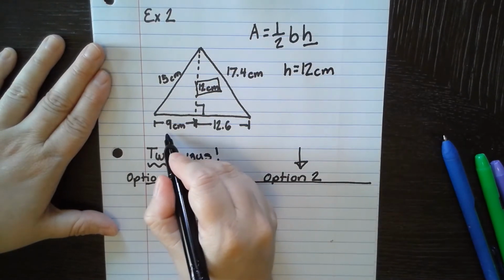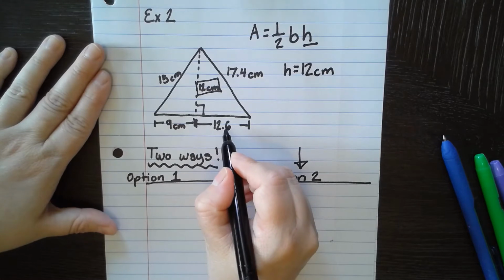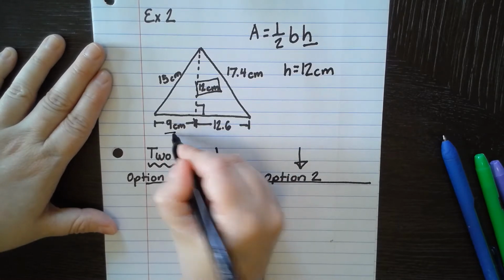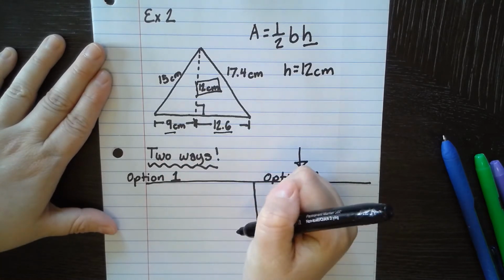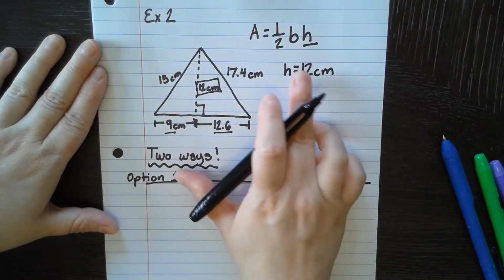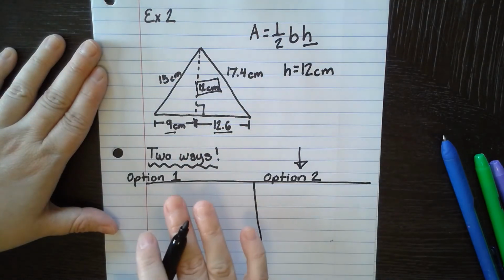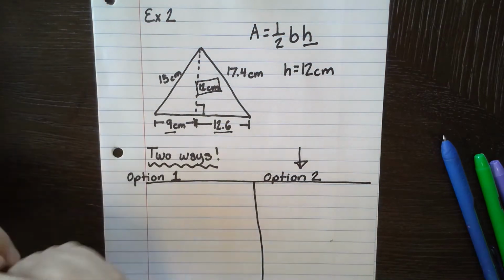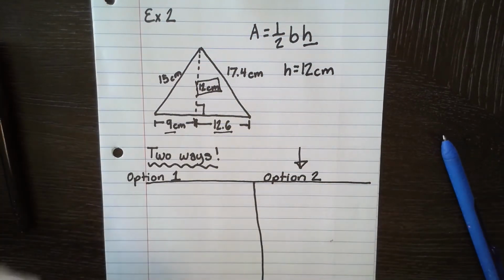However, when I look down at the base, I notice that I'm actually given two numbers. I'm given 9 centimeters and 12.6. So the question becomes, what do I do to find the area for my base? This is option 1, which is a little bit longer, but it is an option.